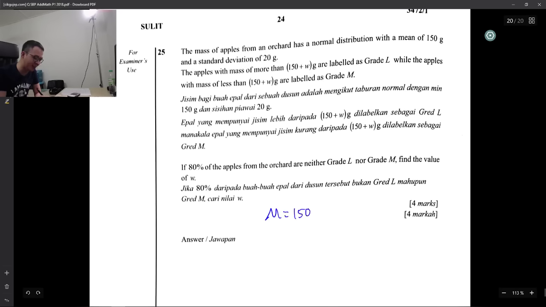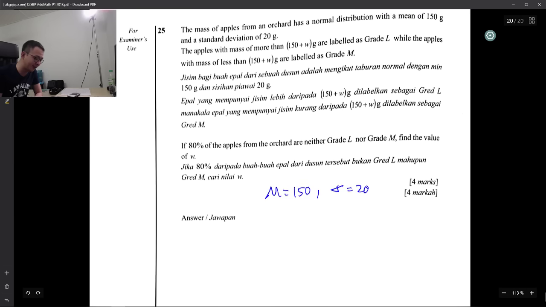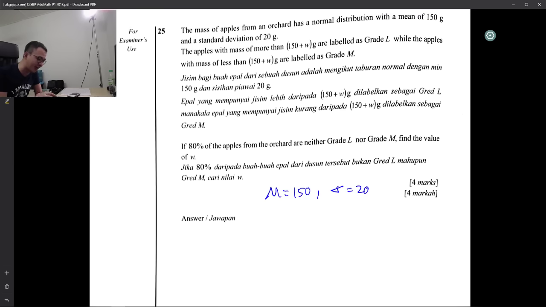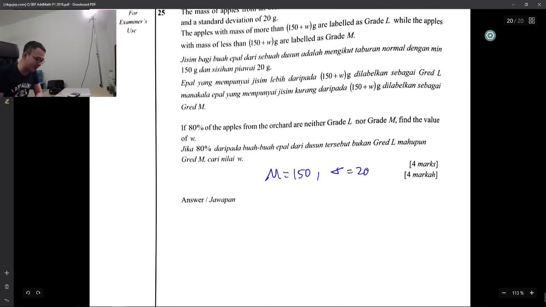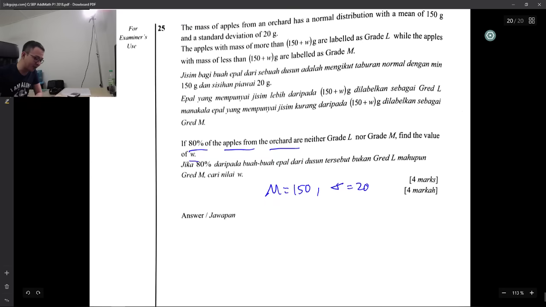Mean is 150, standard deviation is 20. So the apples have mass of 150 plus W, and some values are labeled. The apples with mass more than 150 plus W will be labeled L, while the apples with mass less than 150 plus W will be labeled M. Then they say if 80% of the apples from the orchard are neither L nor M, find the value of W.